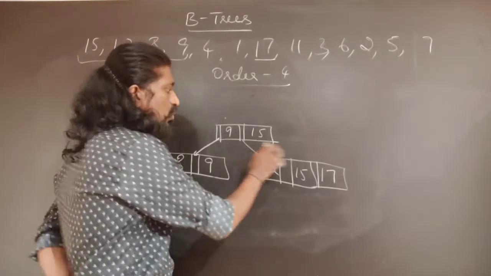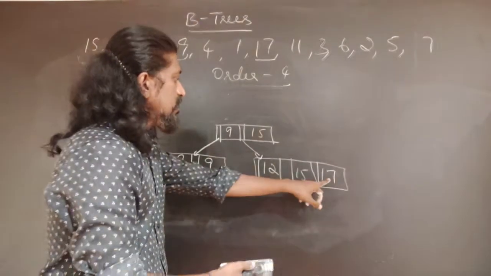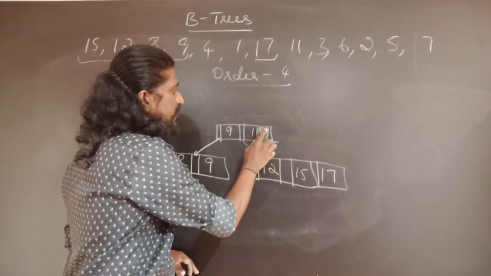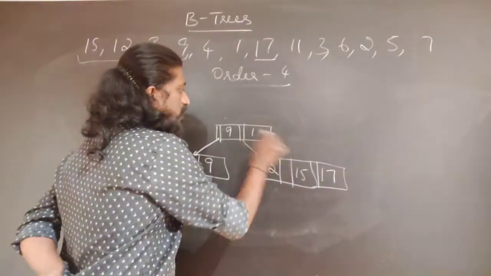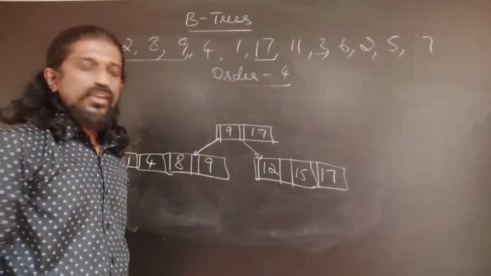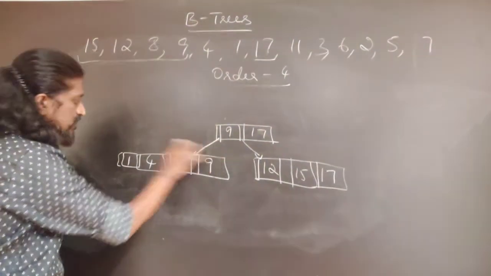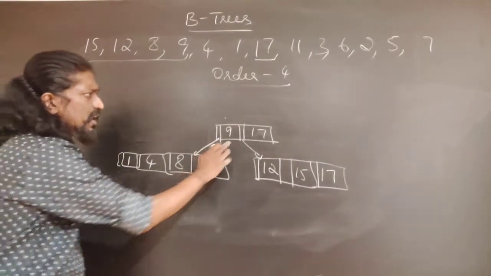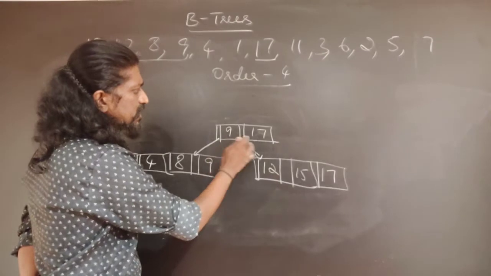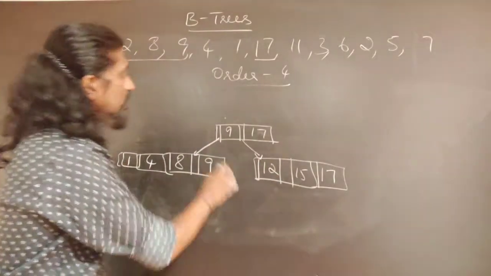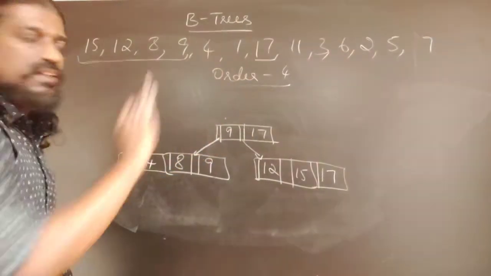Okay, so now when 17 is the largest key in this particular node, information in the root tells that 15 is the largest key. Therefore, we are going to promote this 17, and 17 comes to the root. So now you can see this node consists of keys less than or equal to 9 and this node consists of keys greater than 9 and less than or equal to 17. Okay. So in this particular fashion we need to construct the B tree.